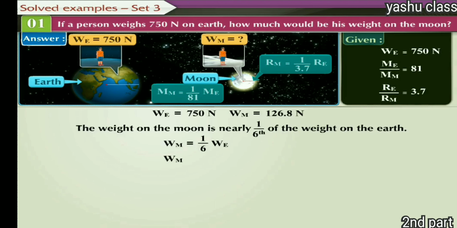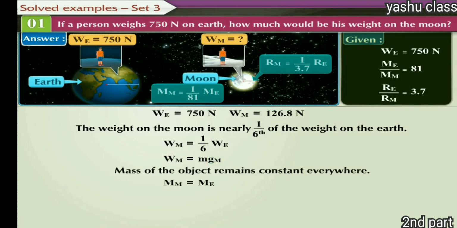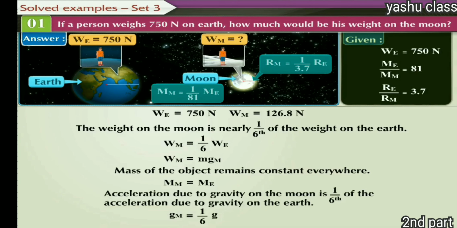The weight of an object on the Moon can be rewritten as mass of the object m into acceleration due to gravity gm. Here, gm is the acceleration due to gravity on the Moon. As we know that the mass of the object remains constant everywhere, this means that the acceleration due to gravity on the Moon is 1/6 of the acceleration due to gravity on the Earth. Come, let us now proceed.